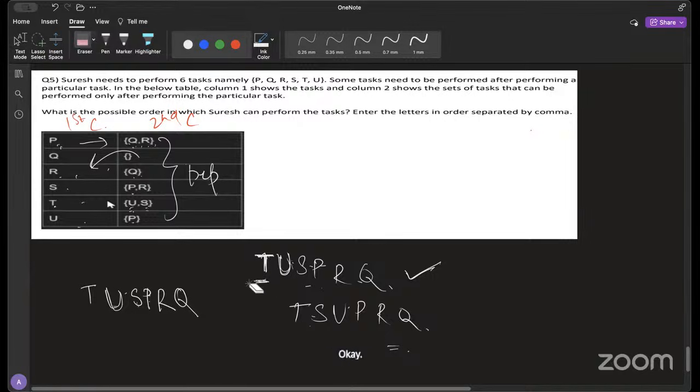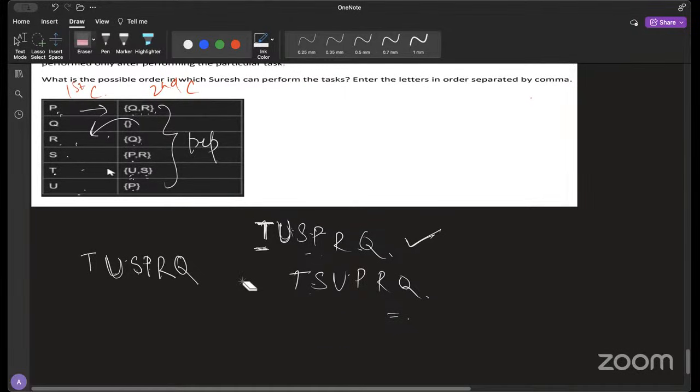Okay, ma'am. Thank you. Yes. You can even swap SP after TU. That will also work. Yeah. So SP, if you swap, P requires S. So it won't work.